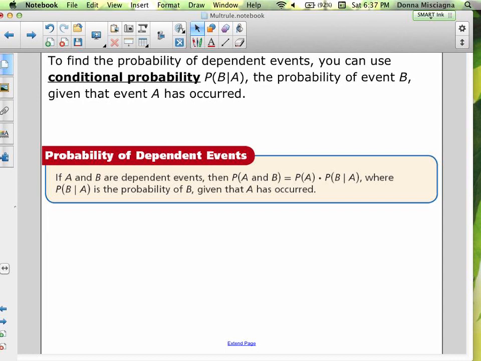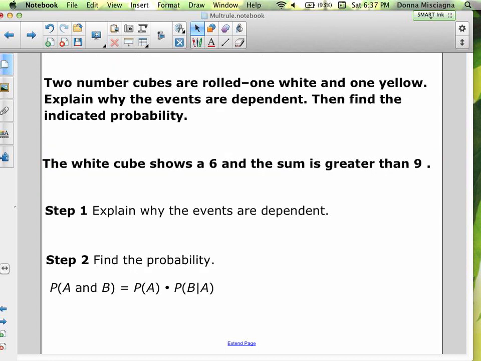So if A and B are dependent events, then the probability of A and B is going to be the probability of A times the probability of B, given that A has already occurred. Let's take a look at a dependent probability with dice again. Just because they're dice doesn't mean it's always going to be independent probabilities. Sometimes we have dependent probabilities. In this case, 2 number cubes are rolled, 1 white and 1 yellow. Explain why the events are dependent, and then find the indicated probability. The white cube shows a 6, and the sum is greater than 9.